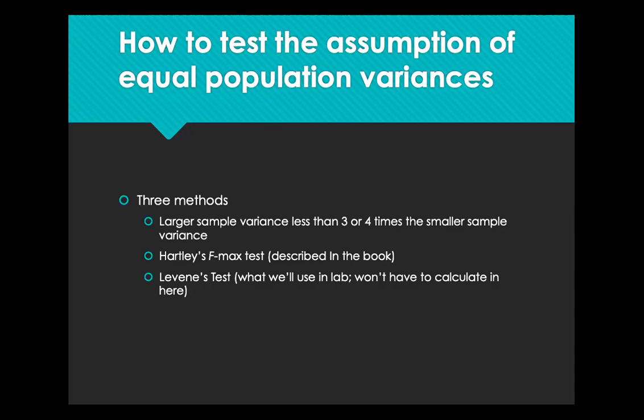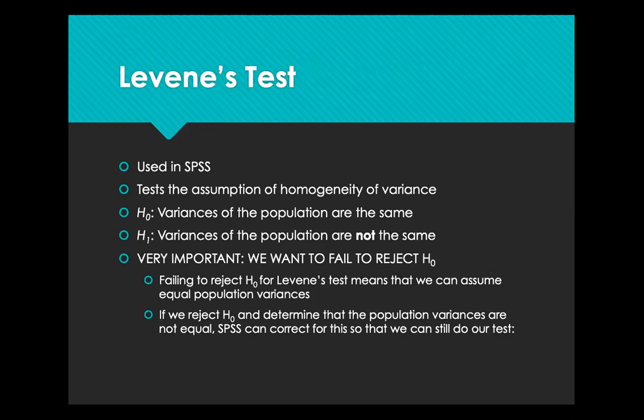We are not going to calculate it in this video, but I will show you briefly what that looks like. Levene's test, again used in SPSS, tests the assumption of homogeneity of variance. It's sort of a hypothesis test in and of itself. The null hypothesis is that the variances of the populations are the same, which would mean there is homogeneity of variance. And the alternate hypothesis is that the variances of the populations are not the same, right?